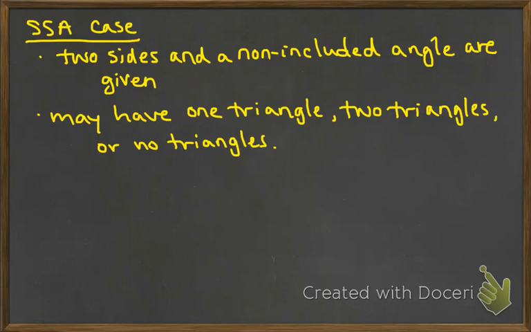Now you have to be able to recognize what is given, and if a side-side angle or two sides and a non-included angle are given, then you know that you have to check for that possibility of having two triangles or not even having any triangles at all.